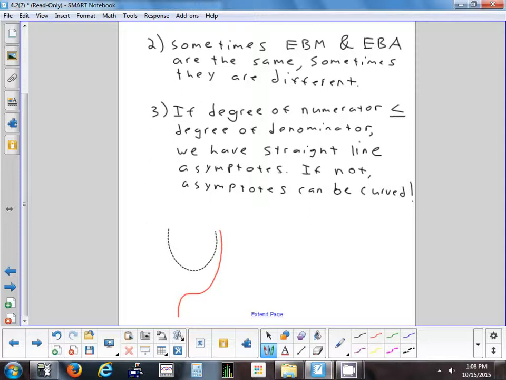I'd never give you an asymptote any more complicated than a parabola. So degree 2 is as high as we would go. But in theory, the degree could be as high as you want. But that would get really confusing.